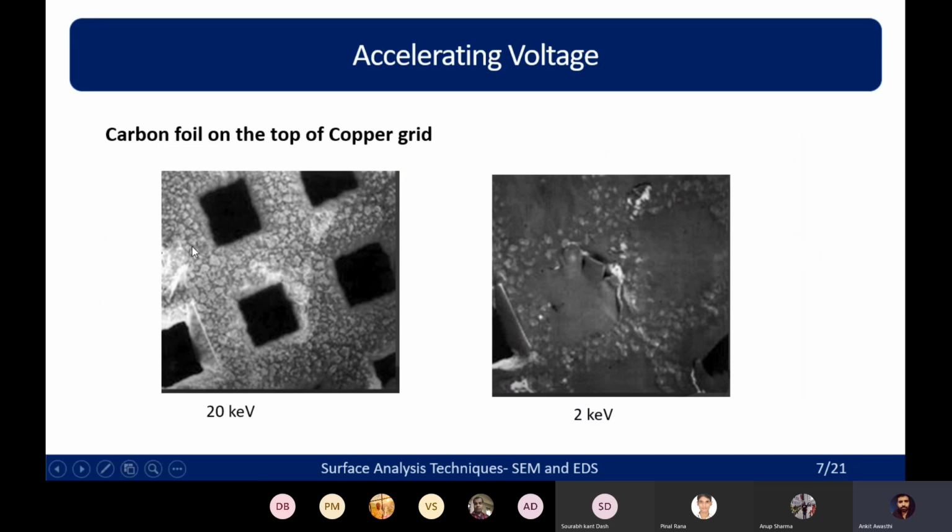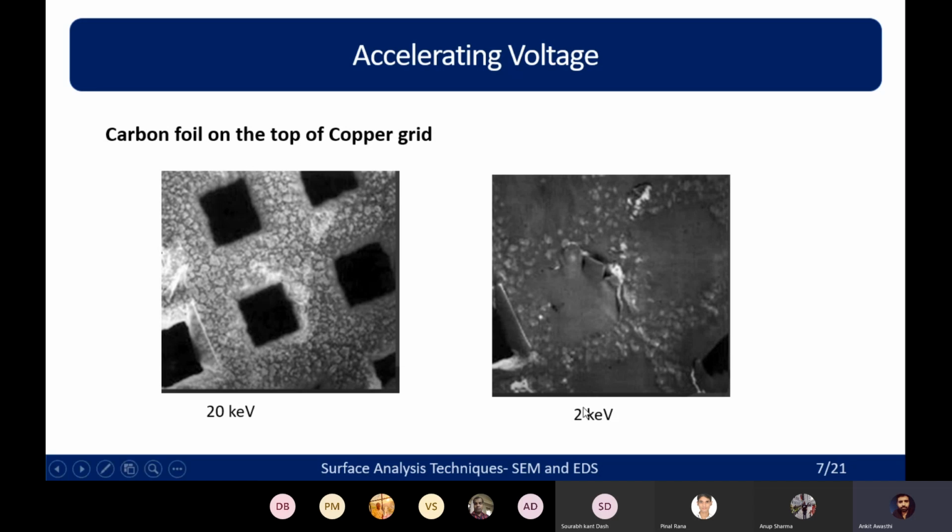In this first image, the accelerating voltage is 20 kilo electron volts. Here the image is very good, but what is this image of? It is an image of a carbon foil on top of a copper grid. But here we are only able to see the copper grid. We are losing the carbon foil that is present. So the image resolution is good and it looks nice, but there is a loss of information about the carbon foil present on the surface.